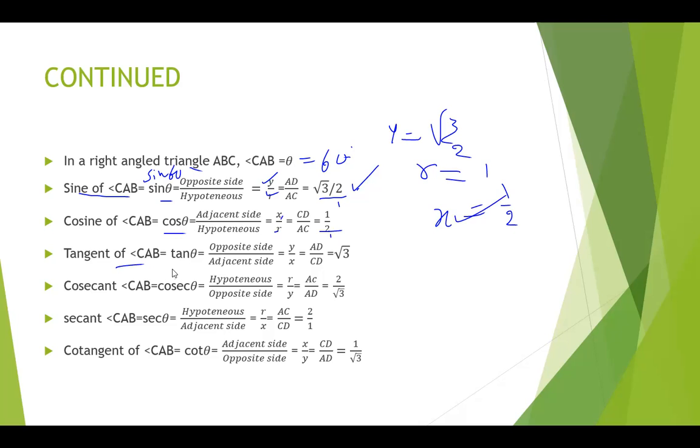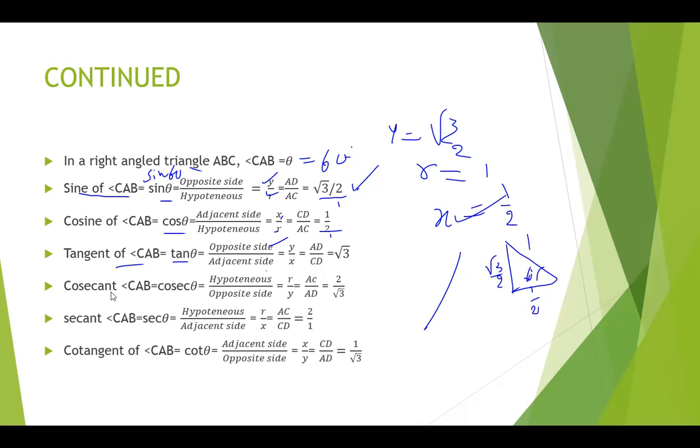Then tangent. Tan theta is the ratio of opposite side to the adjacent side. Okay, I have considered a triangle like this now. That sub-triangle. This is 60 degree and this side is 1 by 2. This is 1 and this side is root 3 by 2.